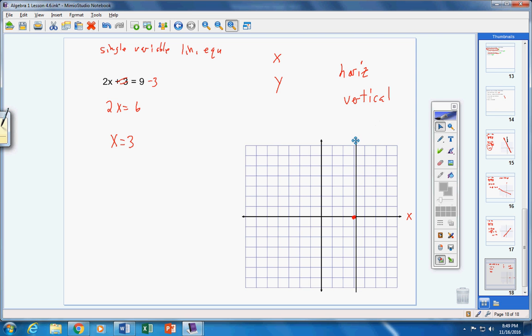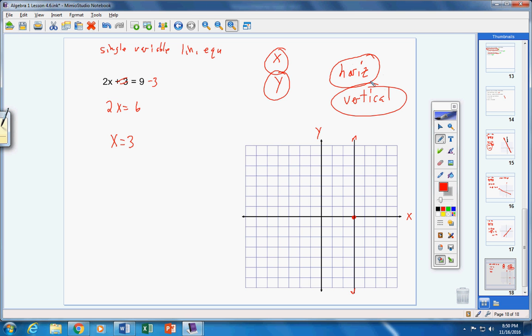And that, students, is the graph. Alright, there it is. Here's your y-axis, here's your x-axis, and you have a vertical line. Anytime you have just an x or just a y, you will always have either a horizontal line or a vertical line.